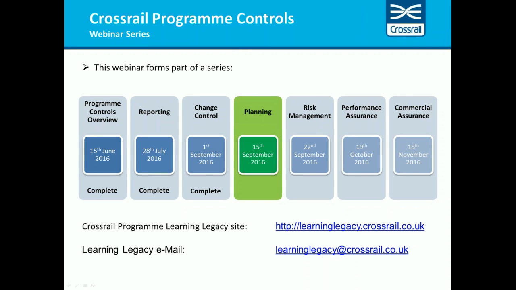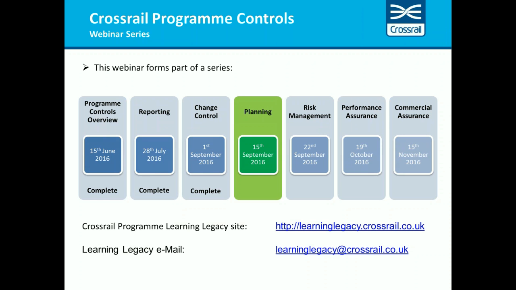You see there on the slide there's access to information through Crossrail's Learning Legacy website, and if there are any particular questions about Learning Legacy, then there's a Learning Legacy at crossrail.co.uk email address for anybody to ask any particular questions.